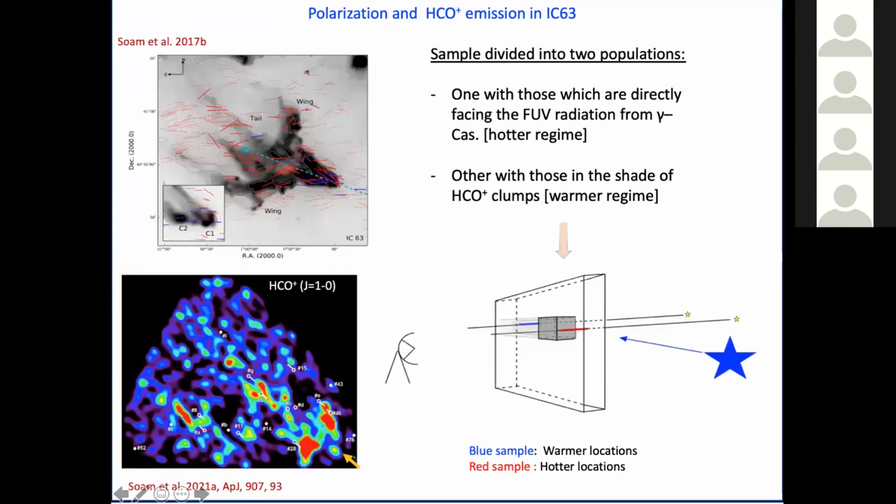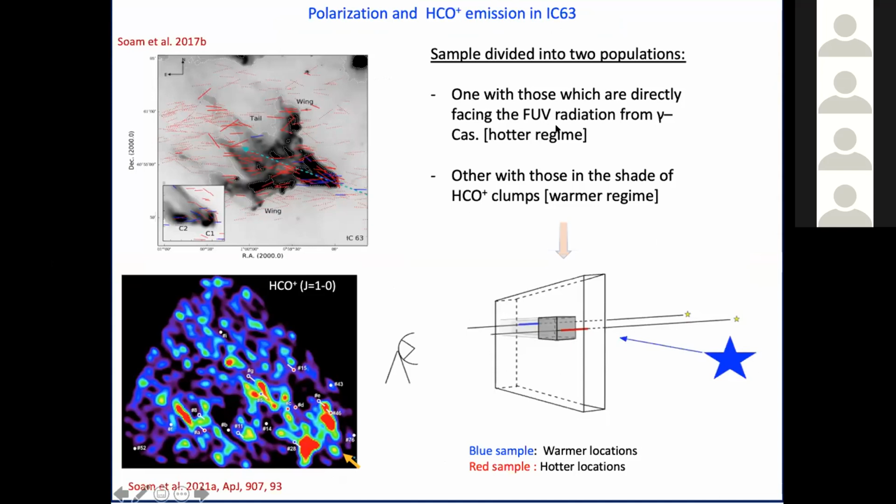So the first investigation is disalignment of the grains due to gas-dust collisions. As I said, we have lots of polarization measurements in the IC63 nebula, which is illuminated by gamma Cas. And we have HCO+ J=1-0 measurements. So we used those lines of sight where we have both polarization and gas HCO+ measurements, and we divided our sample into two populations.